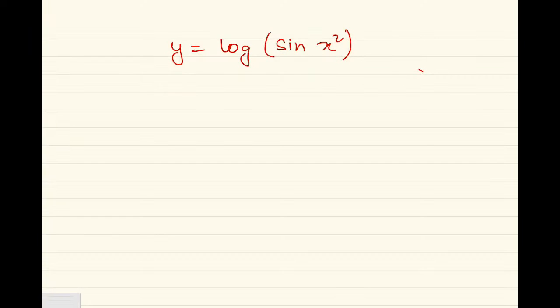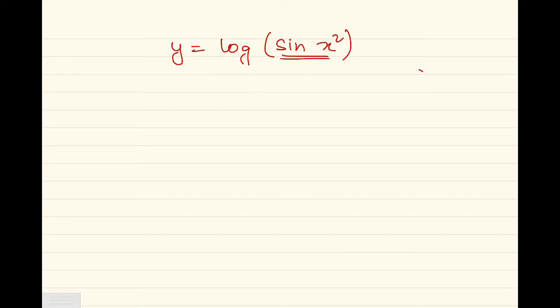Okay, let me show you another example. Look at this function. So here I have y equals log sine x squared. Remember, this is a 3-step chain. How do I know? Because normally it is supposed to be log x, but instead of x there is a sine x squared, isn't it everyone?